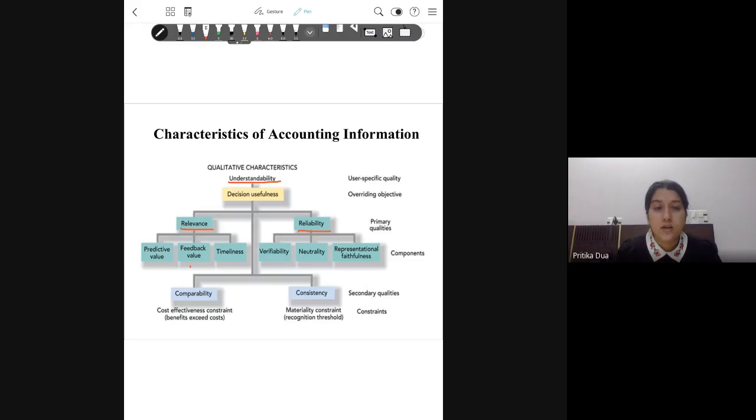Okay, then the second aspect is reliability of the information. So reliability means information should be verifiable, neutral, and have representational faithfulness. अब इन टर्म्स का क्या मतलब है? सबसे पहले वेरीफाइबल। वेरीफाइबल क्या है?